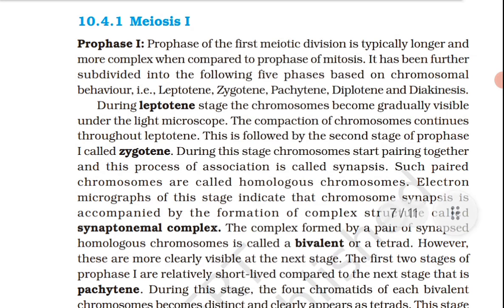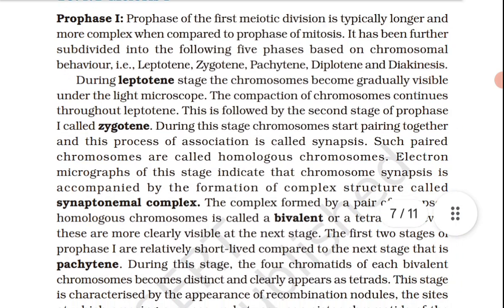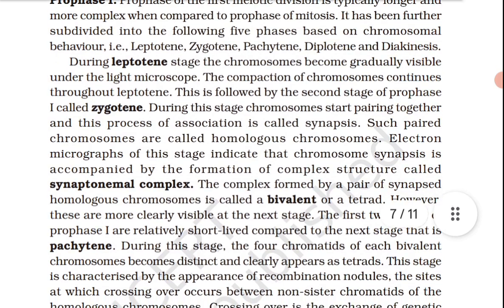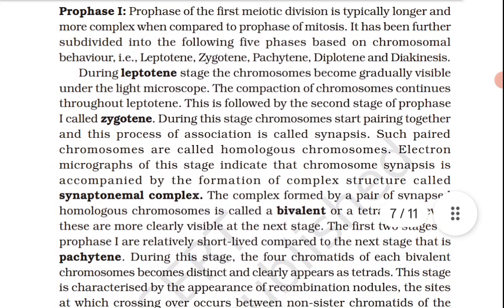Recombination between homologous chromosomes is completed by the end of pachytene, leaving the chromosomes linked at the sites of crossing over. The beginning of diplotene is recognized by the dissolution of the synaptonemal complex and the tendency of the recombined homologous chromosomes of the bivalents to separate from each other except at the sites of crossovers.